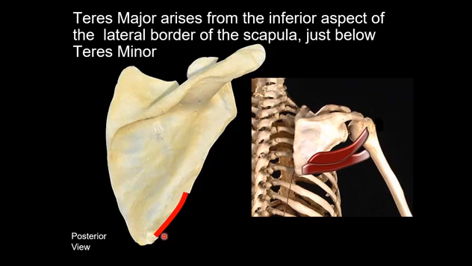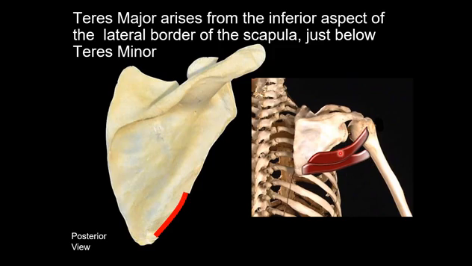no longer the medial. We move to the lateral border, just below the teres minor. Okay, so remember the teres minor, we've talked about the teres minor also being at this point as well. So we're going to have the teres major coming up here at the scapula. Okay, so see the way the two of them are lashed together.